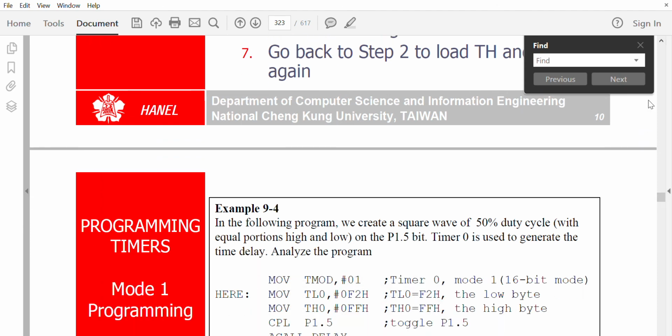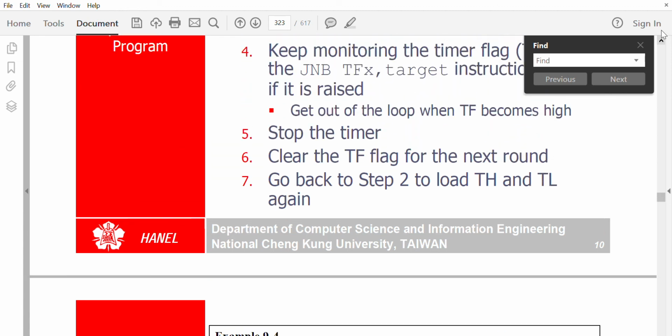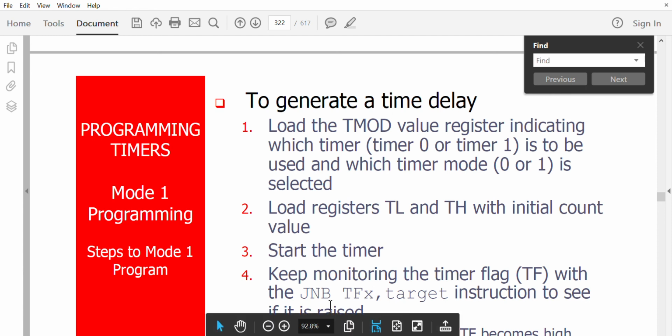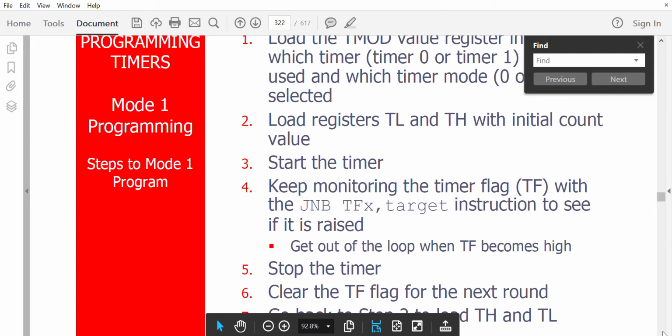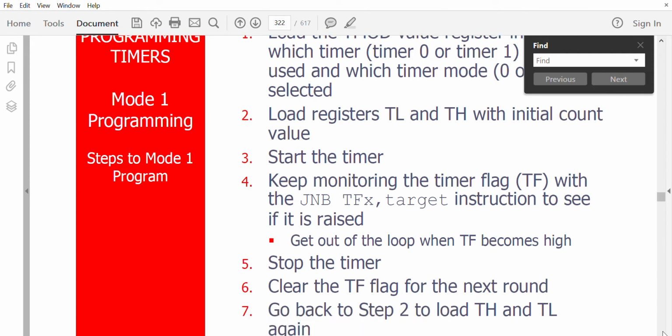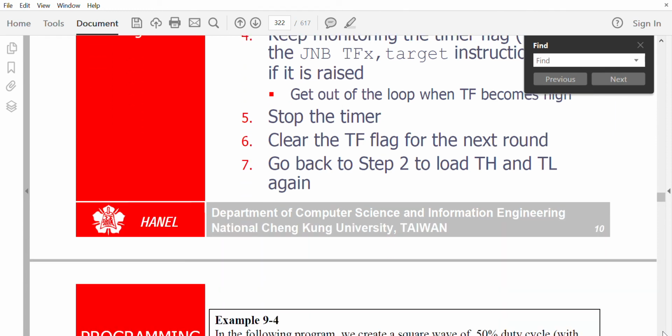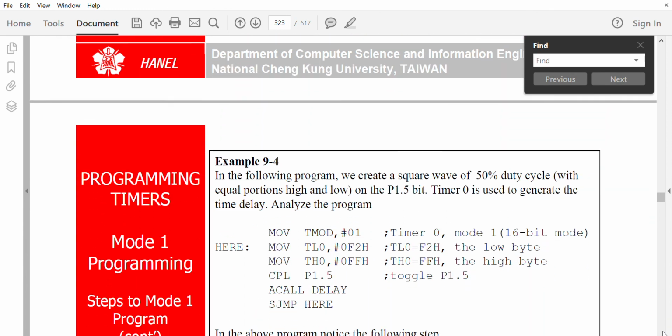So load it with a value. Select the timer mode and whichever timer. Start the timer with SETB. Analyze TF using JNB TFX, target. And once TF is equal to 1, get out of the loop. Stop the timer. Clear the TF flag and reload the initial value.